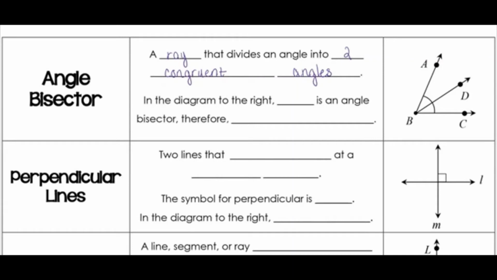So looking at the diagram on the right over here, BD is our angle bisector. And we would write that as BD with the ray on top because it's a ray. And because of this, we would say that this angle right here is going to be congruent to this angle, and we're going to separate it into two different angles. So it's not the same angle. So angle ABD is congruent to angle CBD.